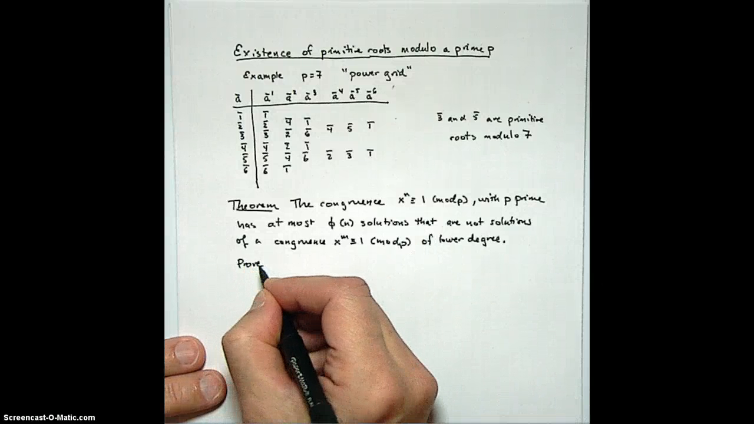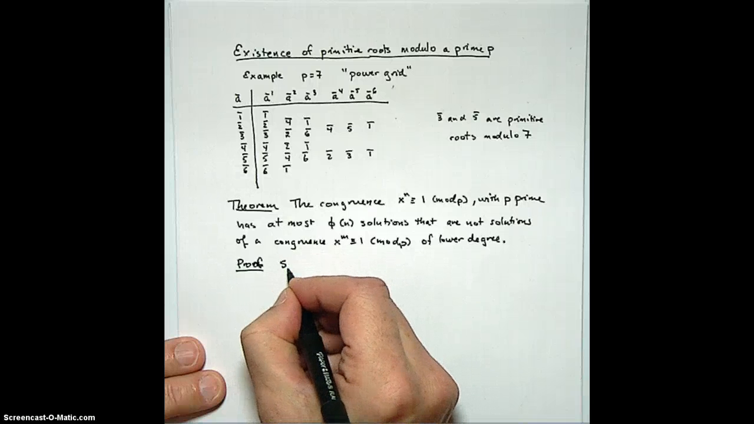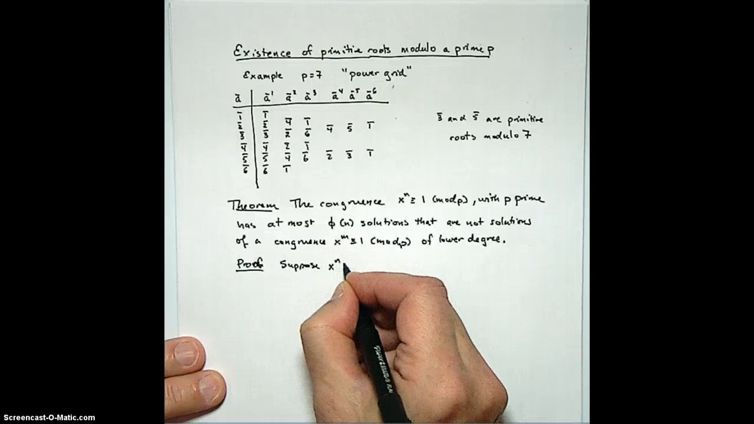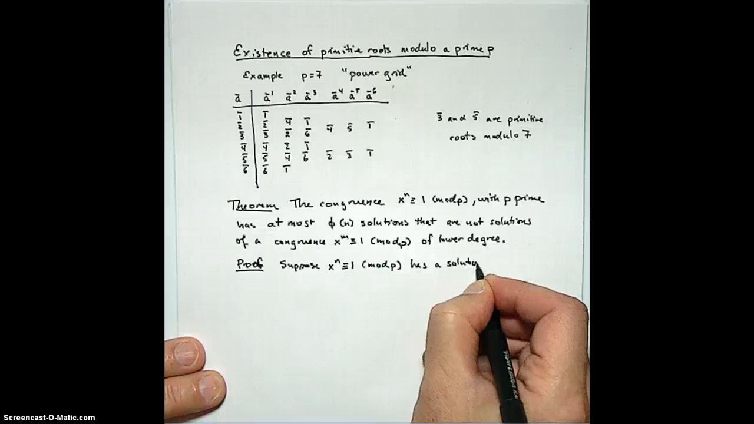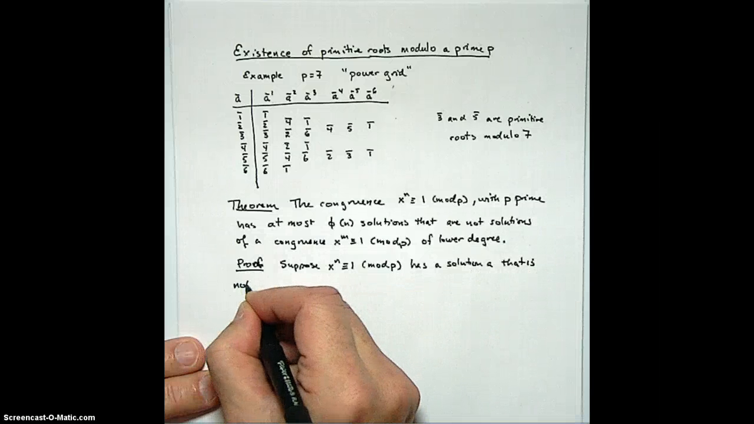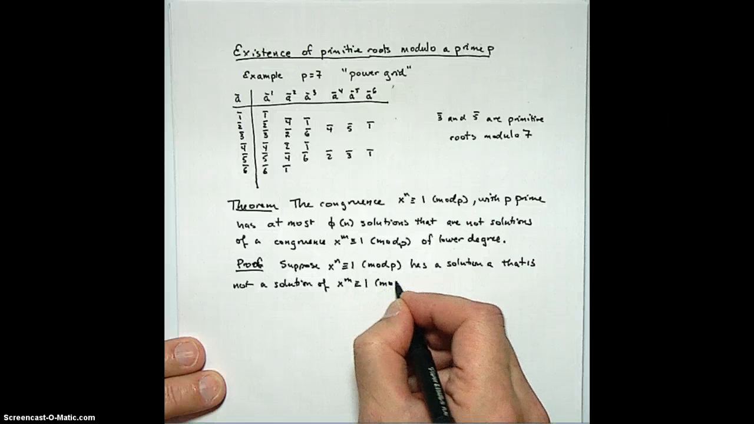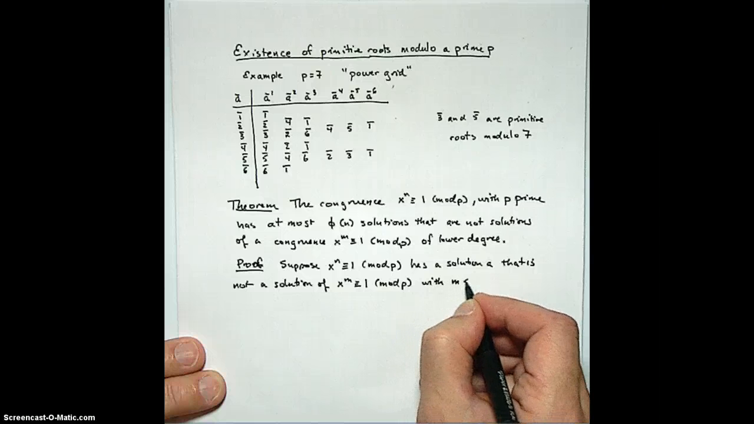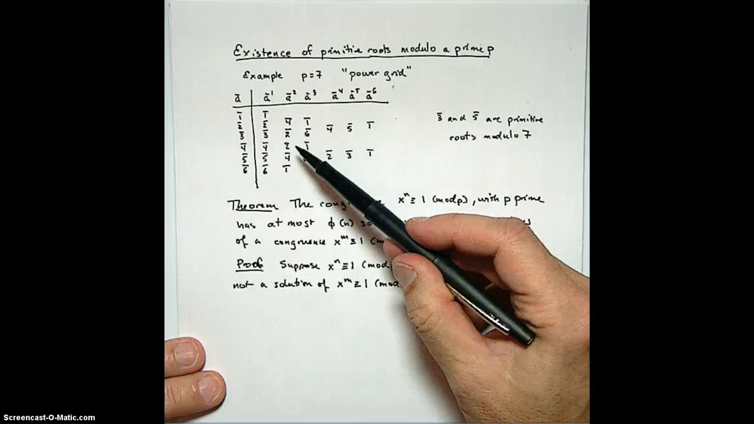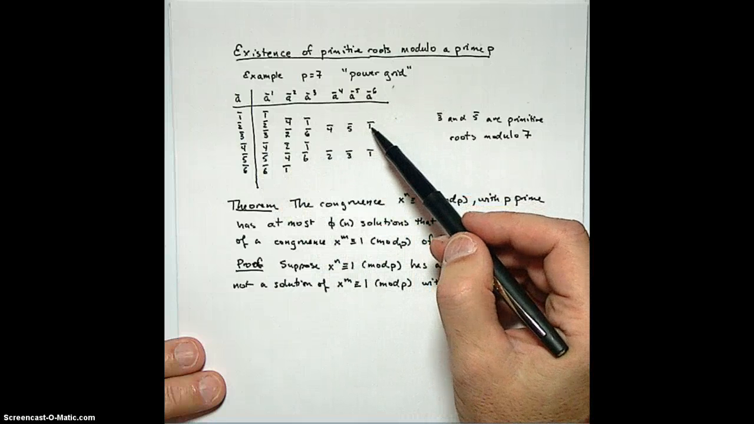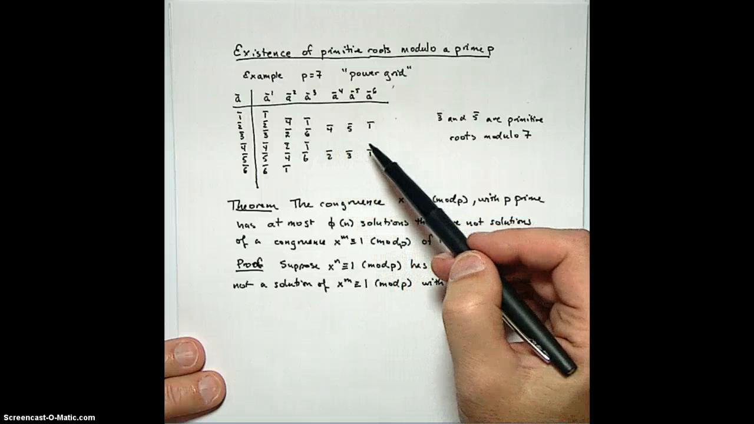So here's the proof. All right. So suppose x to the n congruent to 1 mod p has a solution a that is not a solution of x to the m congruent to 1 mod p with m less than n. Right? So just for example here, suppose that we know that 3 to the 6th is congruent to 1 modulo 7, but 3 to the m is not congruent to 1 modulo 7 for any m smaller than 6.